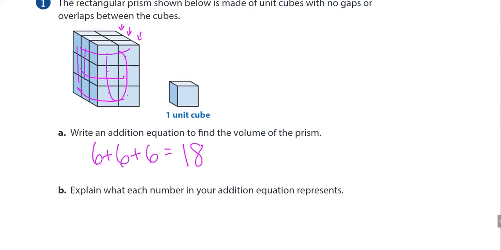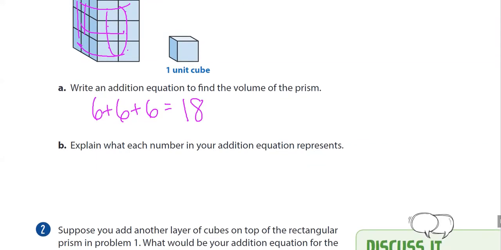Explain what each number in your addition equation represents. Well, in my case, and you do have to write this down, I'm not going to. Am I? No. There's 6 unit cubes in each layer. Okay, so each 6 represents a layer. I guess I'll write it down.